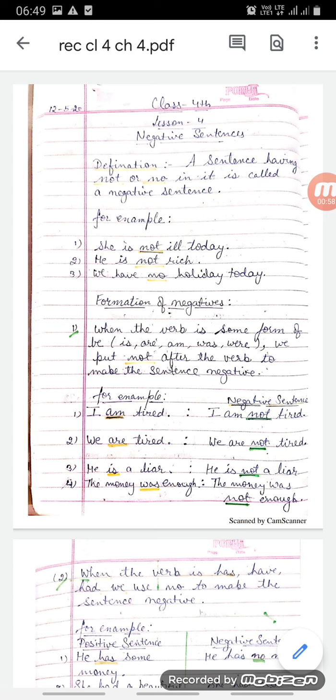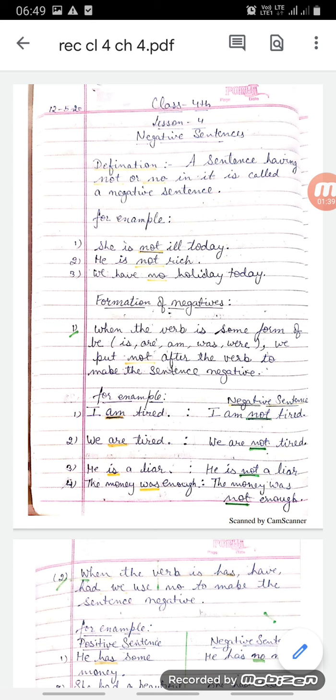First, when the verb is some form of be, that is, are, am, was, were, we put not after the verb to make the sentence negative. For example, I am tired. In this sentence, am is the form of be, so to change this sentence into negative, we will write not after am and the sentence will be changed into negative. So the sentence we get is I am not tired.